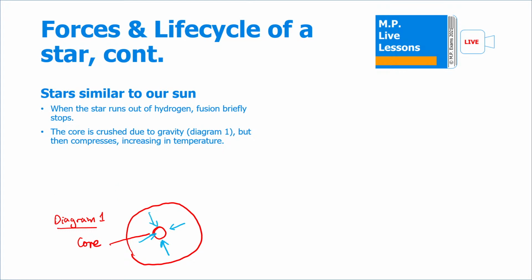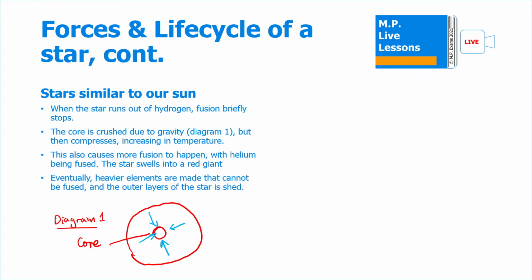However, like before, the gravity can also cause it to increase in temperature, and so more fusion can actually happen. So where, for example, helium nuclei can start to fuse. Now this extra energy causes the star to swell and get bigger into a red giant. Now eventually, some of these heavy elements can't be fused, they won't release enough energy, and the outer layers of the star are shed, and that leaves the core, known as a white dwarf.